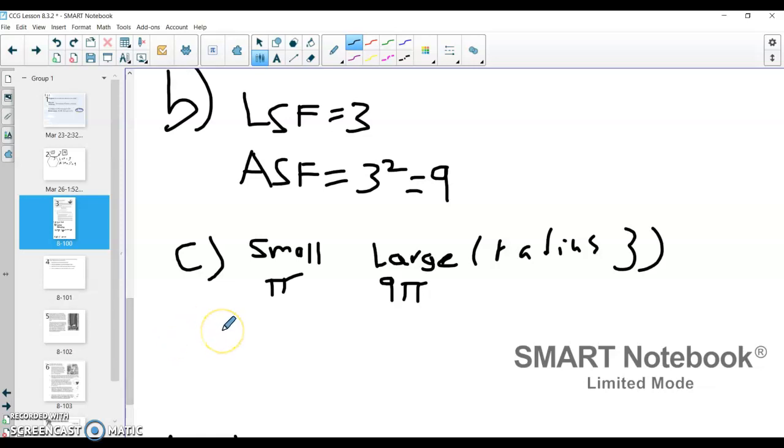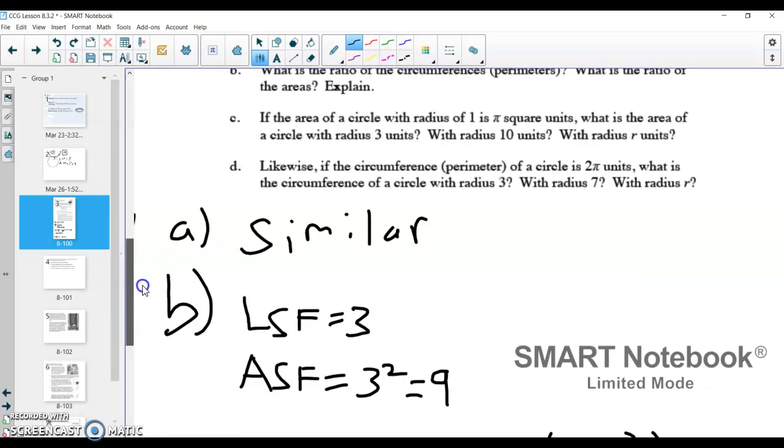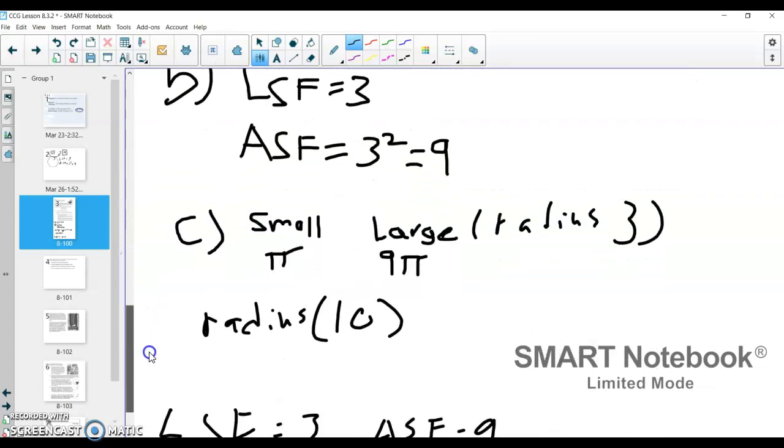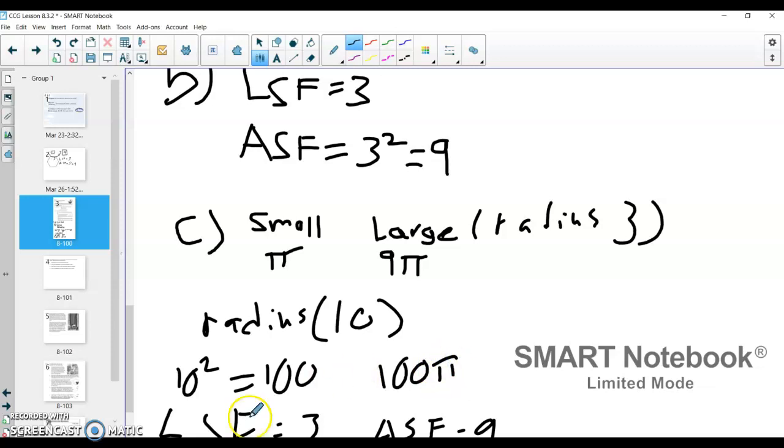Okay, now what about if it was, instead of radius 3, it was radius of, what did they say, 10? Well, that means our radius has a linear scale factor. Our linear scale factor went from 1 to 10, so our linear scale factor is 10. That means our area is 100 times bigger, or 10 squared bigger, which means that our large shape, if it was radius 10, would have an area that is 100 pi. It's your small one times your area scale factor gives you that 100 pi.